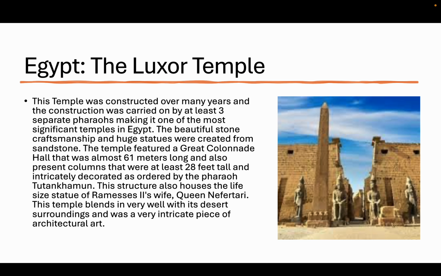First is the Luxor Temple in Egypt. It was constructed over many years, and the construction was carried on by at least 3 separate pharaohs, making it one of the most significant temples in Egypt. The craftsmanship was done with stone, and the huge statues were created from sandstone. Featured in the temple was a grand colonnade hall that was 61 meters long, and also all of the columns were at least 28 feet tall and intricately decorated.